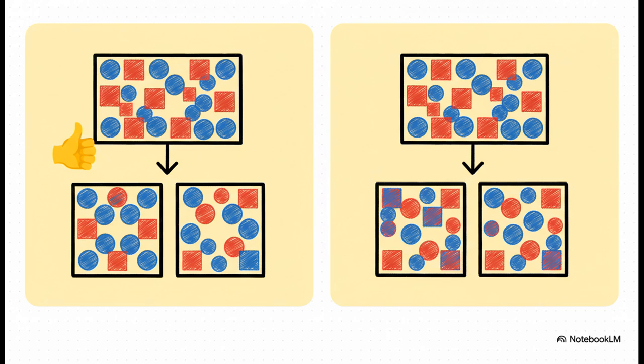A good split, over on the left, takes a messy, mixed-up group and creates subgroups that are way cleaner. In data science, we have a name for this messiness or uncertainty. It's called entropy. A bad split on the right, well, it doesn't really clean things up much at all. The entropy is still high.